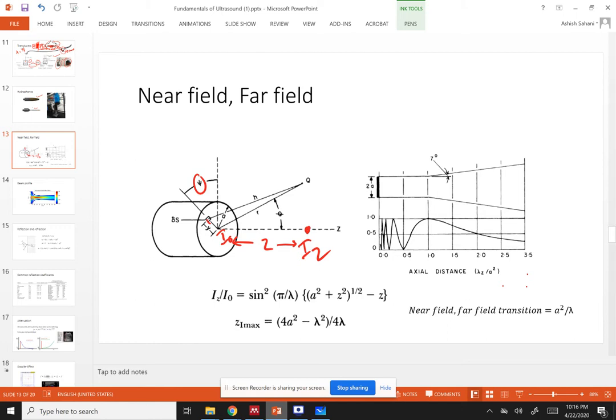So Iz by I naught is given by this formula, which is sine square of pi by lambda, where lambda is the wavelength of the ultrasound generated by this transducer, a is the radius of the transducer, and z is the distance from the surface. So using this formula, you can calculate the intensity at any given point.